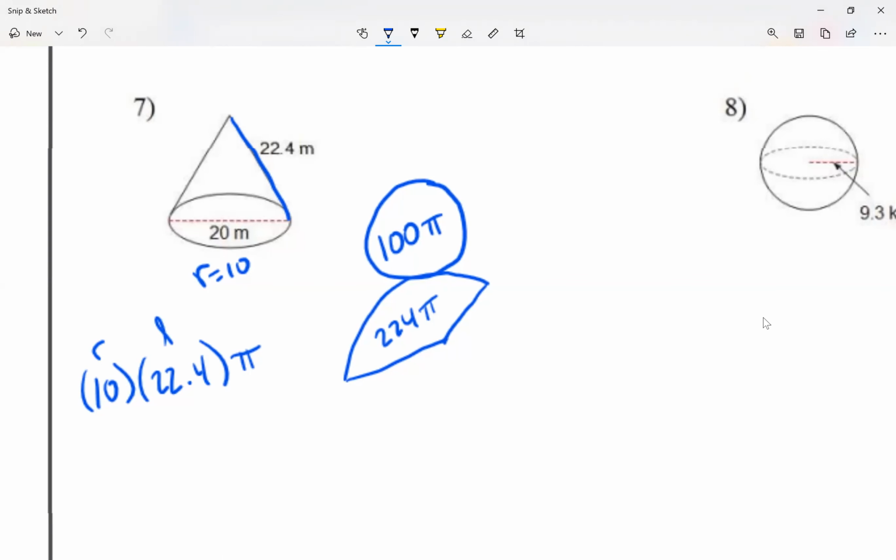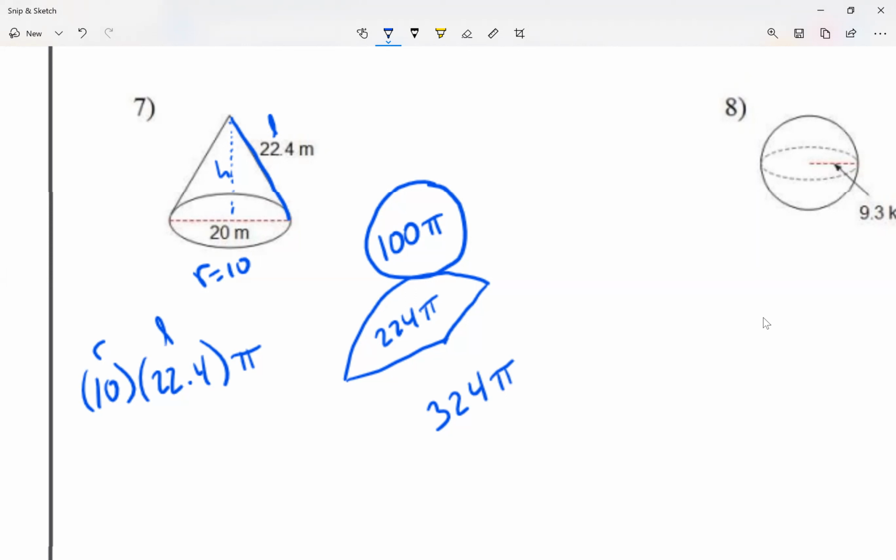It's not the height of the cone because the height of the cone will be here in the center. Here is the height. This is lateral height. So radius times lateral height times pi. Okay, if I add the two areas, 100 plus 224, I'm gonna get 324 pi. If I'm supposed to leave this in terms of pi, well, that's it.